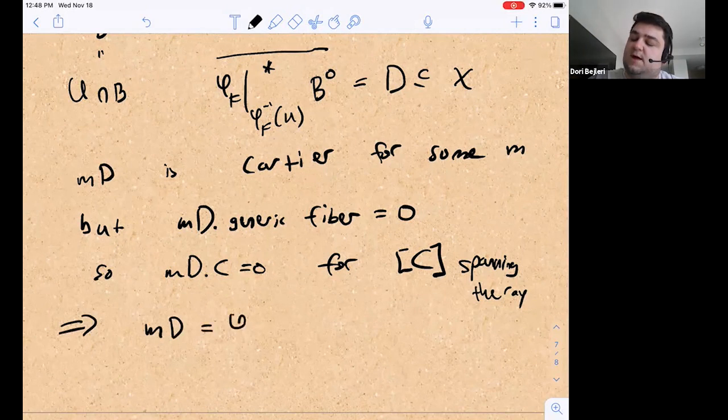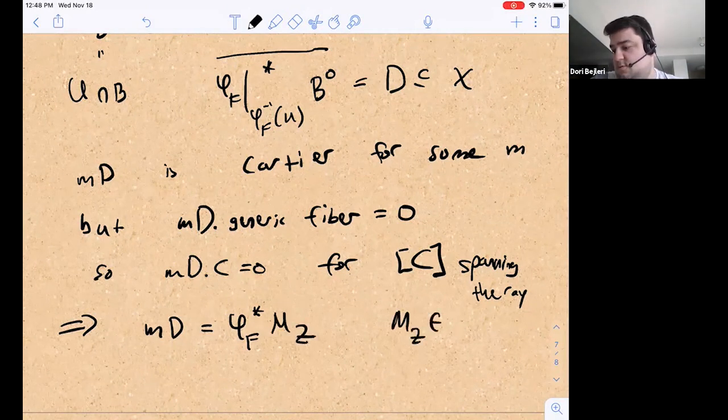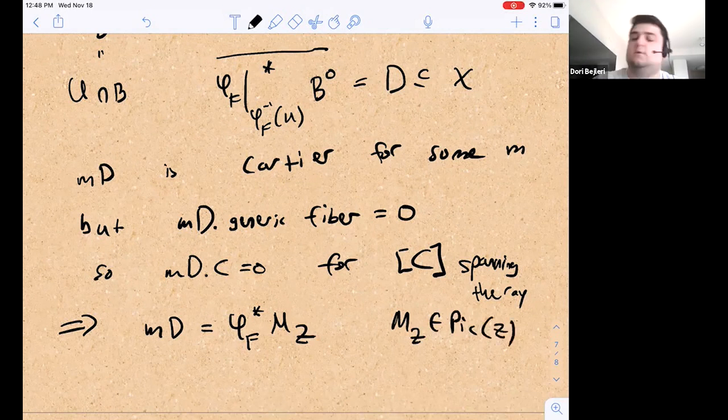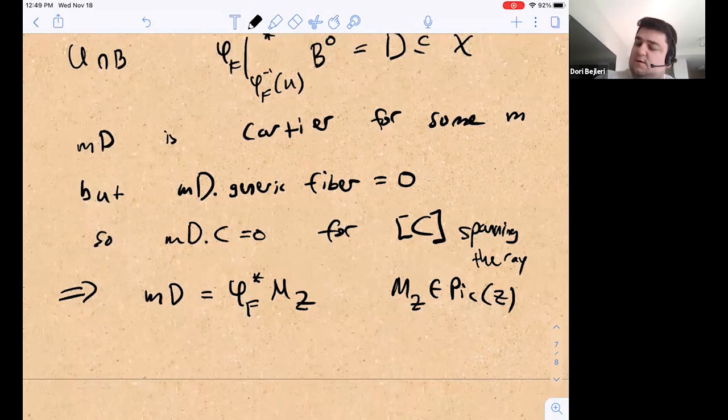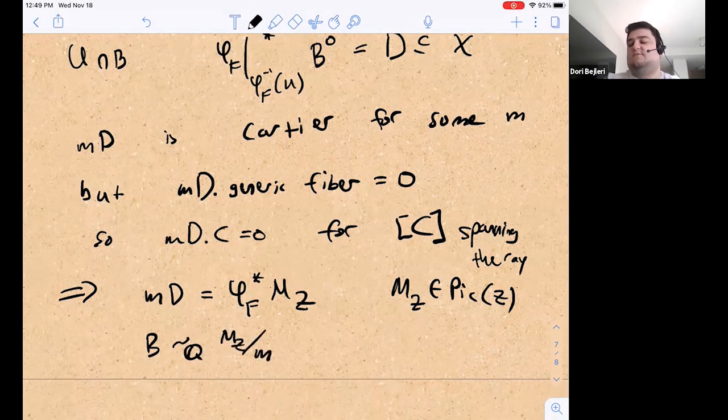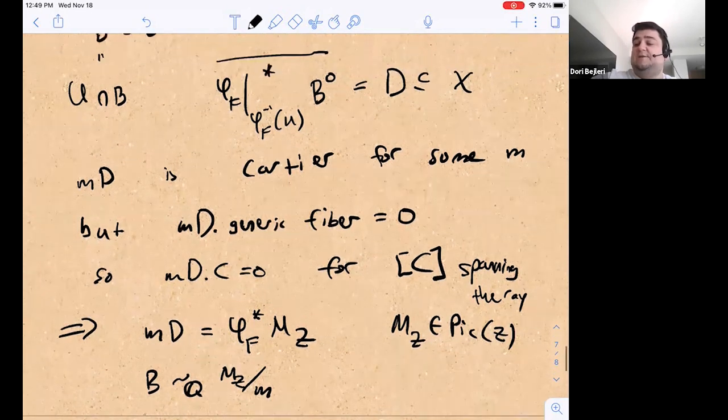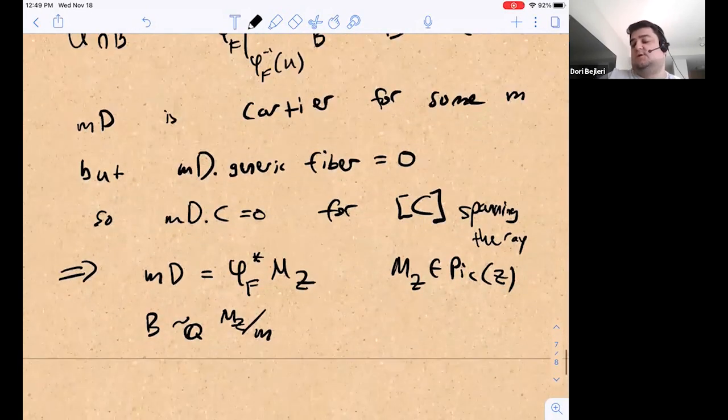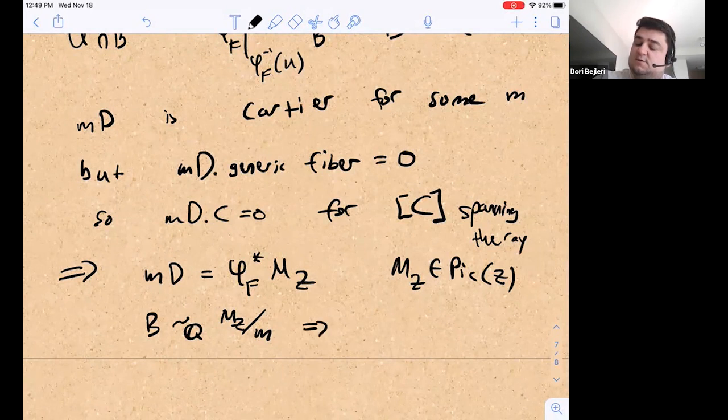So then MD is the pullback of some Cartier MZ. And so again, just like before, this B and MZ over M are linearly equivalent on this open set U, so away from codimension 2, so they're linearly equivalent as Weil divisors. But since MZ over M is Q-Cartier, then this implies that B is Q-Cartier.